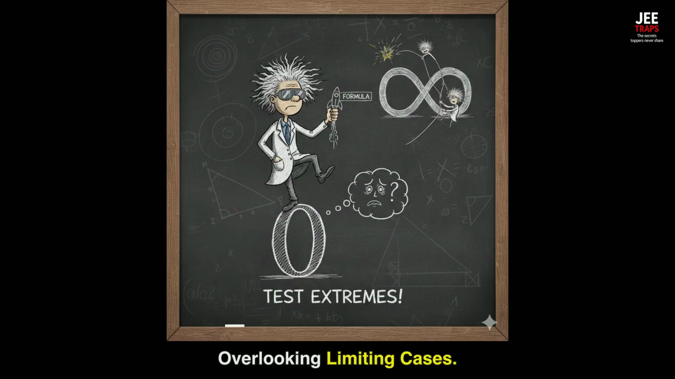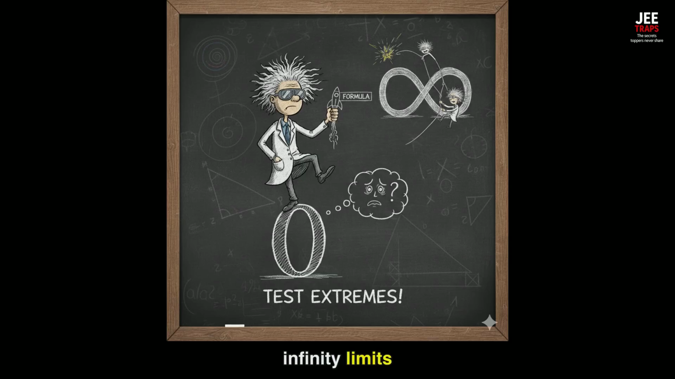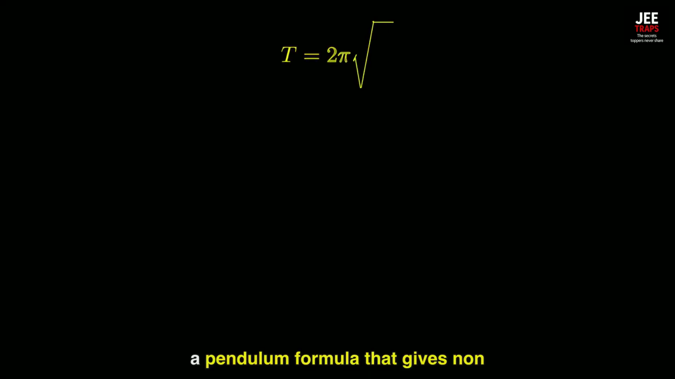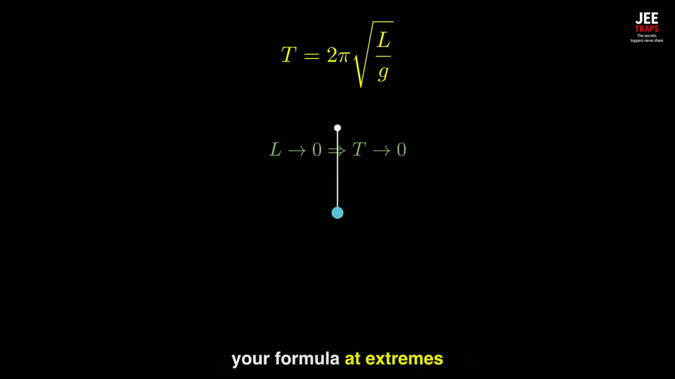Mistake 9. Overlooking limiting cases. If you keep trusting formulas without checking zero or infinity limits, physics will expose the mistake instantly. For example, a pendulum formula that gives non-zero time period when L is 0 doesn't make sense. Fix it by testing your formula at extremes to catch hidden errors.